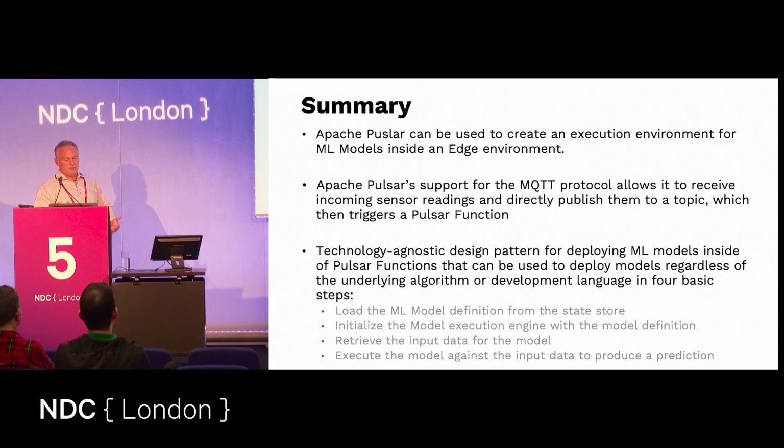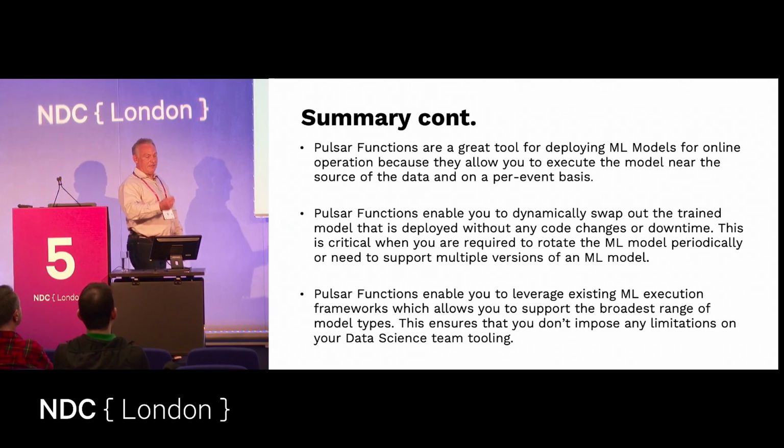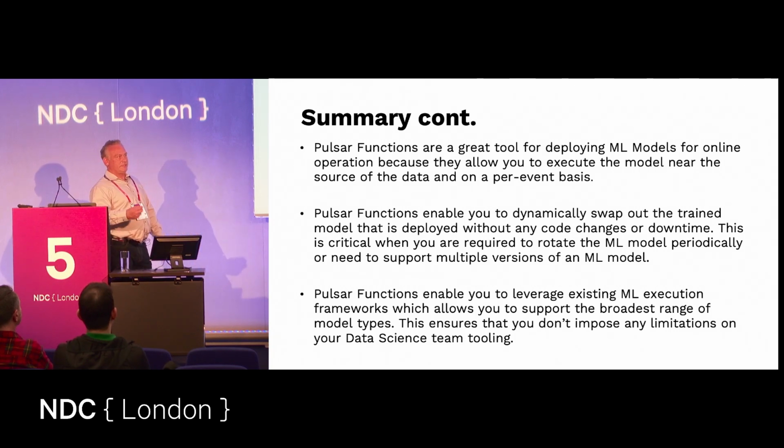You just repeat this process, and you can deploy this machine learning model on the edge as a Pulsar function. Again, they're great for online executions because they're closer to the edge. You can dynamically swap out the trained models, which is a big deal. You don't usually think about what happens when you need to change it, but here it's very easy with the state store. It's a backdoor in, and you just look up that data or any other data.